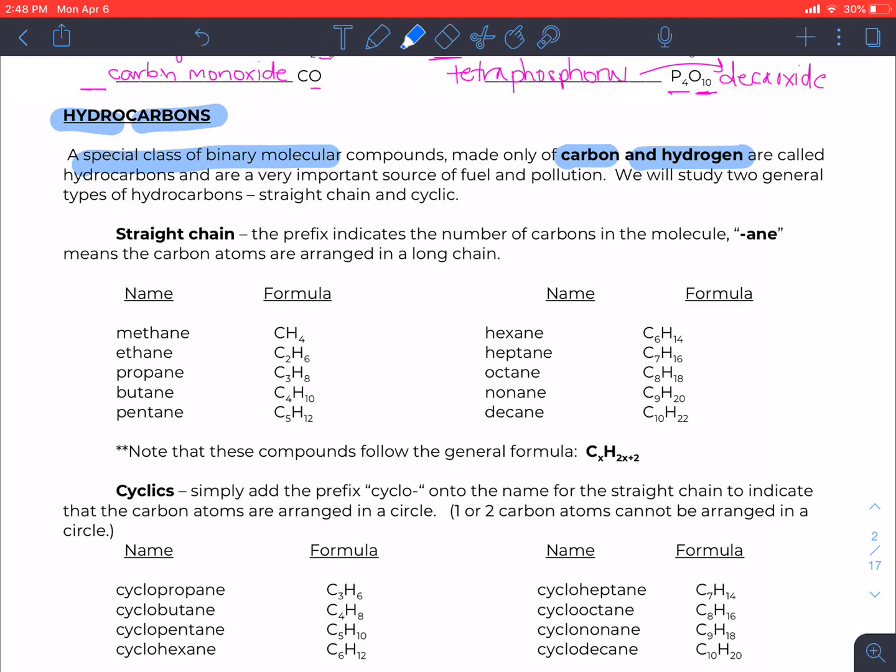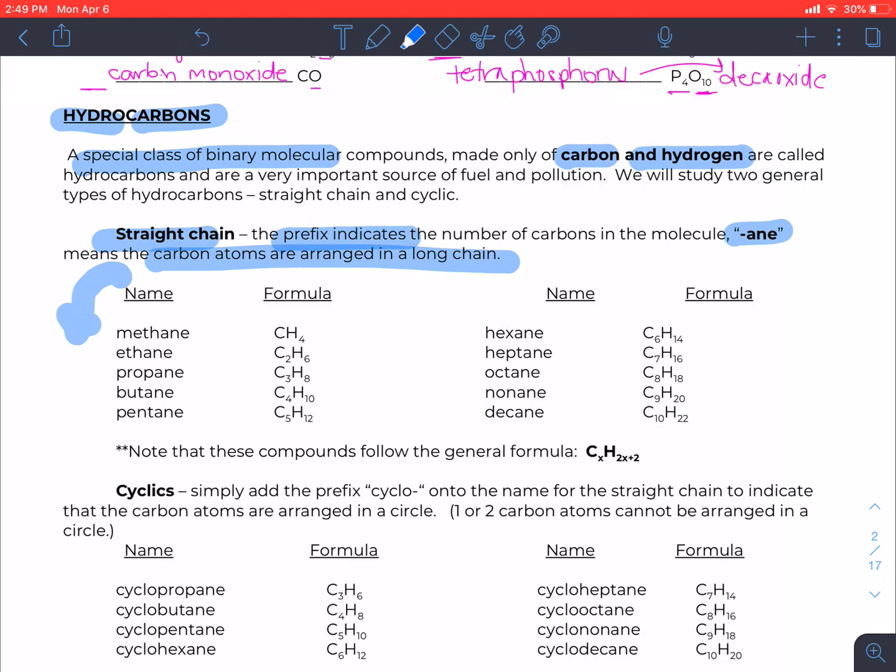Okay, hydrocarbons are a very important source of fuel. You deal with it, especially if you drive. We will study two general types of hydrocarbons, straight chain and cyclic. So straight chain, the prefix that we are going to look at indicates the number of carbons in the molecule. You're going to have the suffix ane at the end, which means that the carbon atoms are arranged in a long chain. And so if you look down here at all these names, you have methane, ethane, propane, butane, pentane, all that stuff. It means that it's a straight chain hydrocarbon.